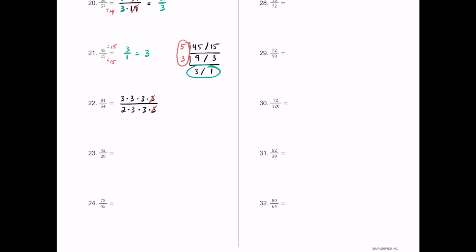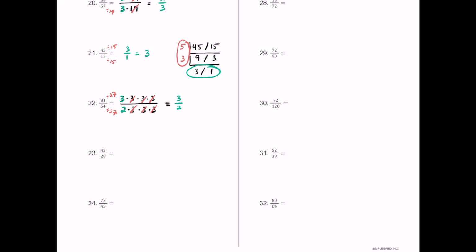These 3's cancel, another pair of 3's, and a third pair of 3's. So what are we left with? We're just left with 3 over 2. So that's going to be the most simplified version here, 3 over 2. Now, what did we cross out? 3 pairs of 3, so 3 times 3 is 9, 9 times 3 is 27. So that would be the GCF. Technically, if you divide top and bottom by 27, you'll get 3 over 2.